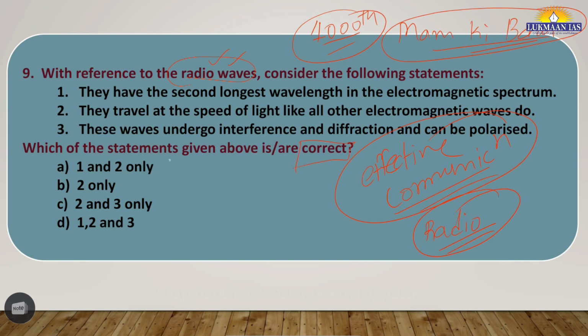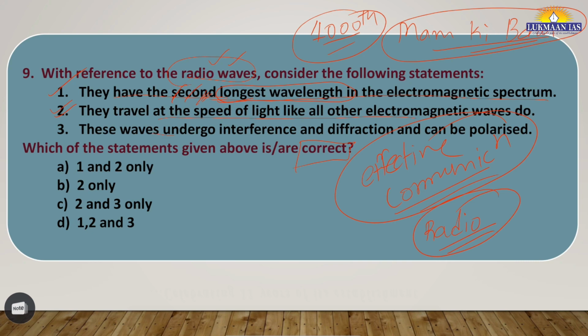So the correct statement: they have the second longest wavelength in the electromagnetic spectrum. This is not correct. We can say they have the longest wavelength, and that's why they can reach the maximum distance, and they can also be reflected back over larger distances. They travel at the speed of light, that is true. All the waves in the electromagnetic spectrum travel at the speed of light.